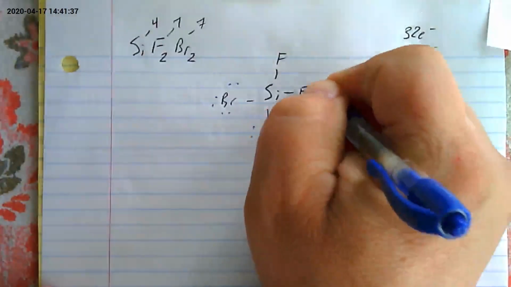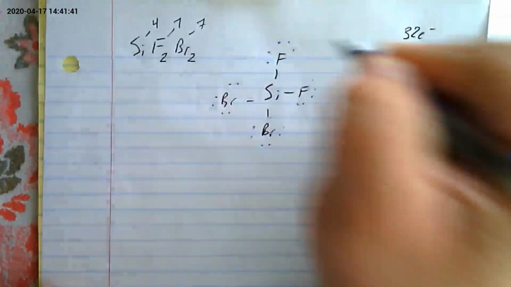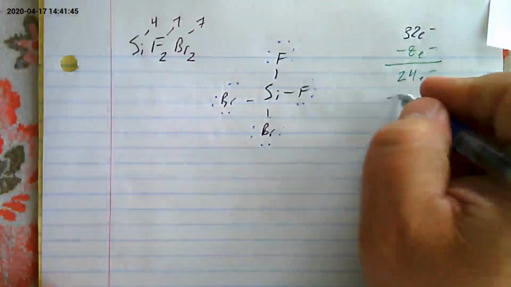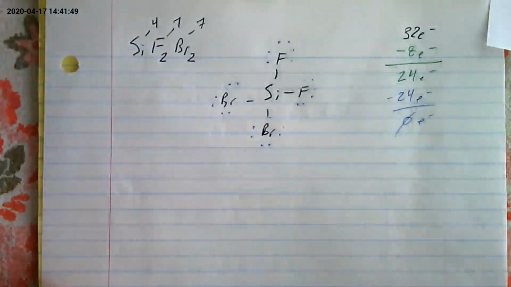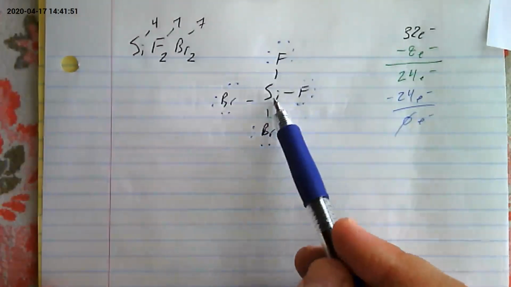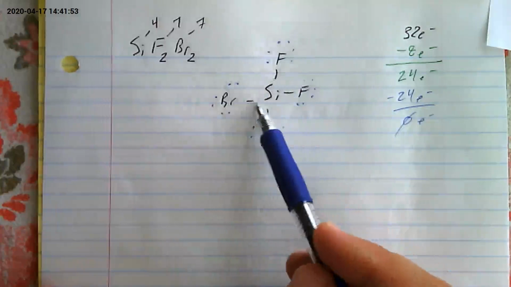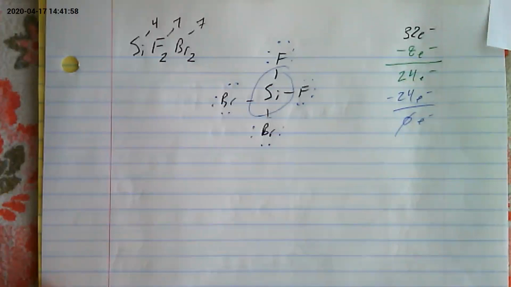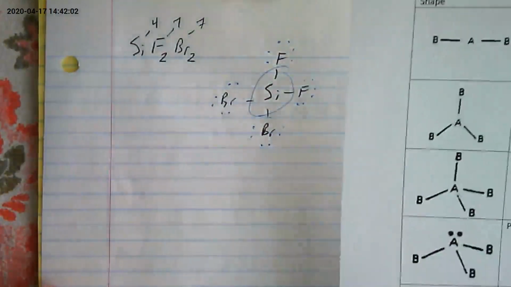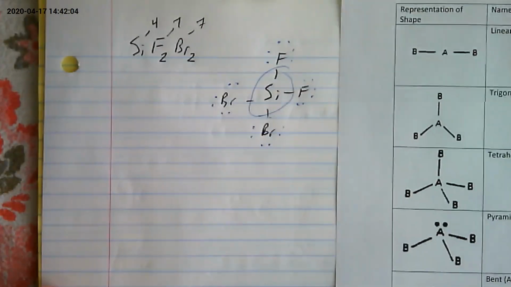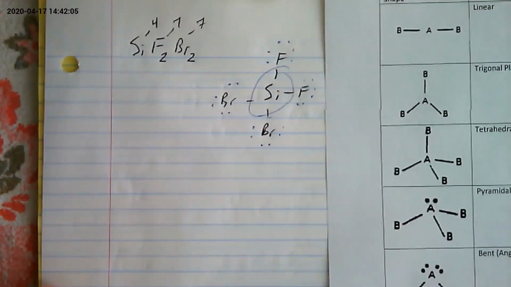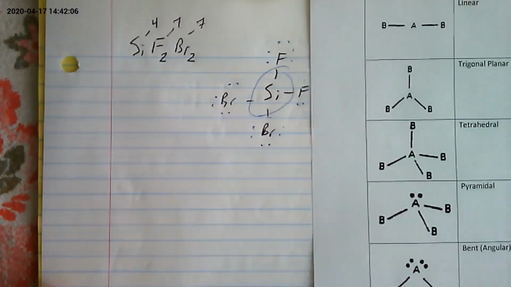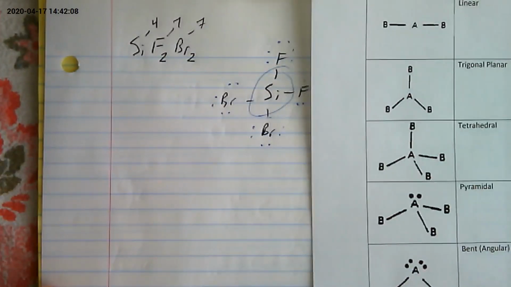Our central atom is going to be silicon because it is the only atom by itself. So we have Si. Then you draw the outer atoms around it. F, F, Br, Br. Again, common question, does it matter where the F's and the Brs are? The answer is no. You can draw F, Br, doesn't matter. Next step, I used 2, 4, 6, 8. 32 minus 8 is 24.